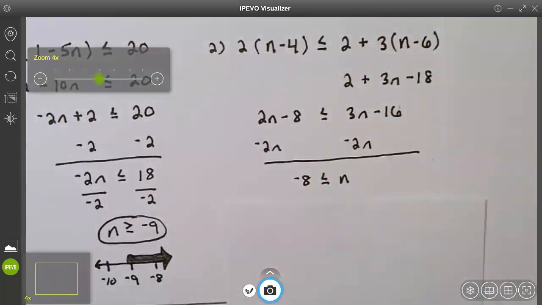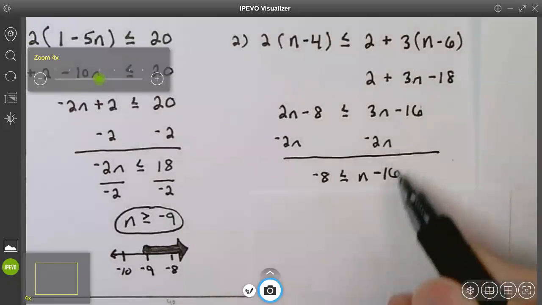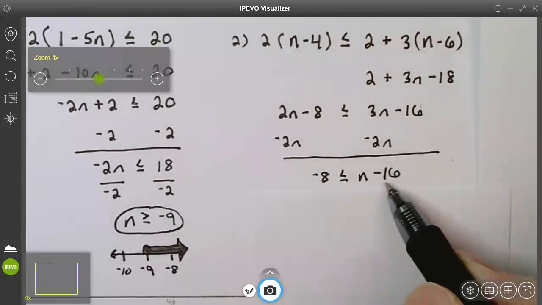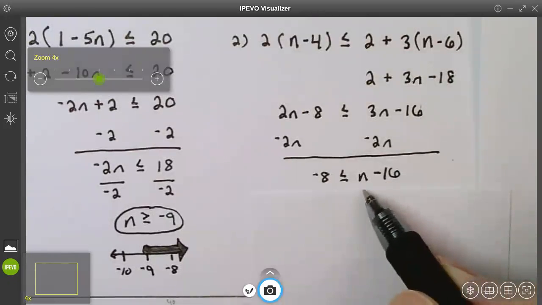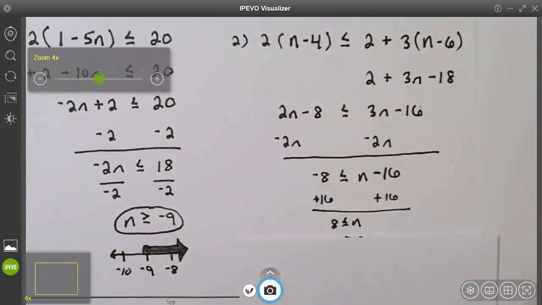Bring down the negative 8. On the right side, bring down the negative 16. Now that the variable is on one side, I work to get it by itself. To get rid of minus 16, I plus 16 to both sides, which gives me 8 on the left, n on the right. The symbol comes down.